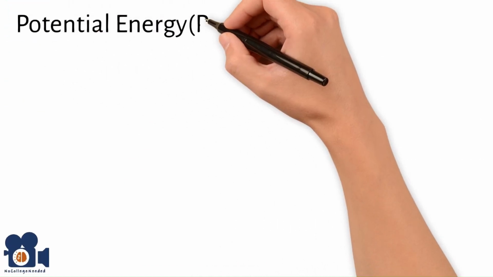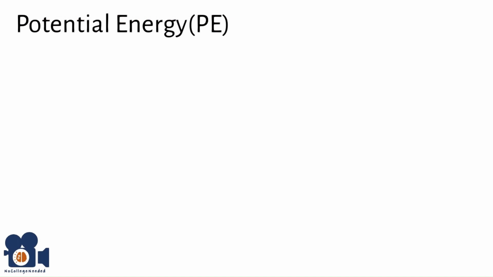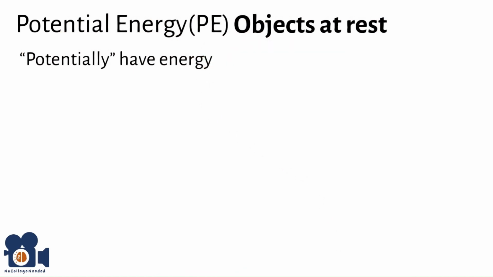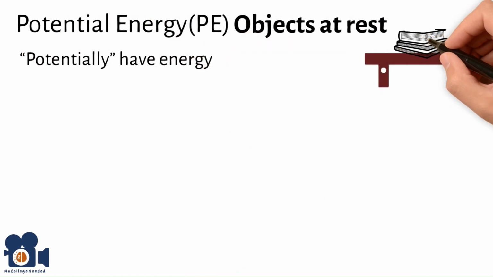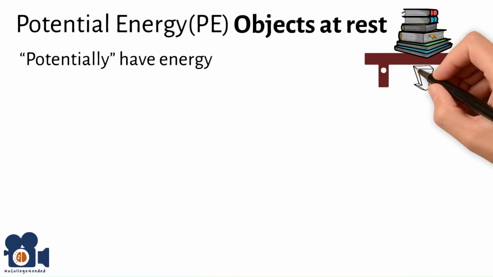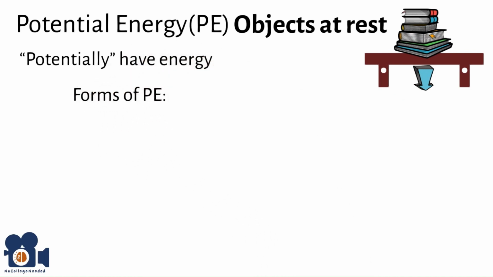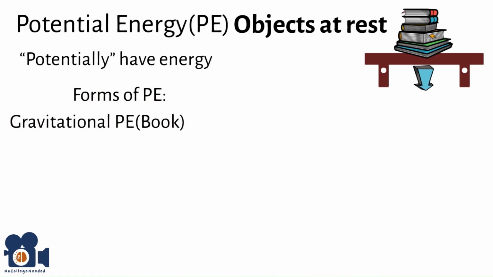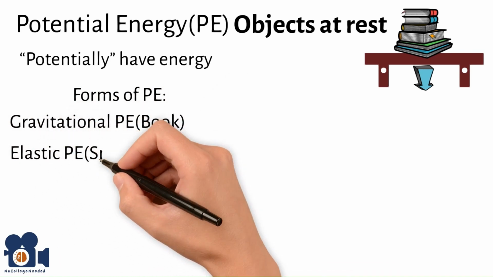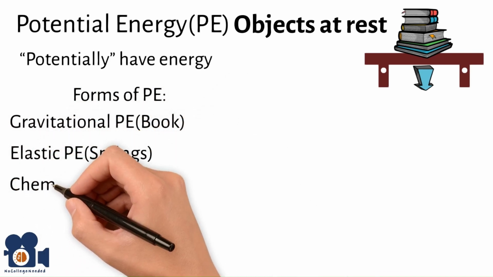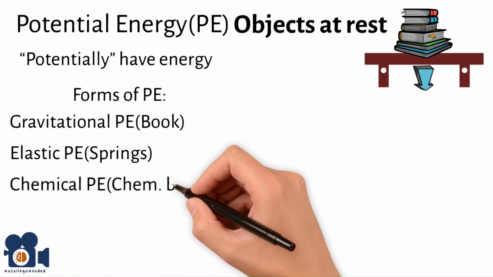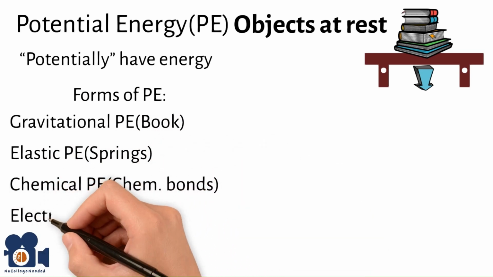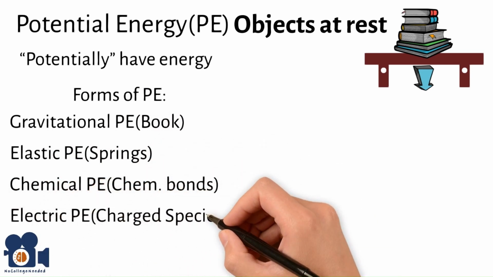Potential energy is almost the opposite of kinetic as it pertains to objects at rest. The best way to think of this is that these objects potentially have energy, such as the book on a shelf. If that shelf breaks, that book is coming down with energy. There are multiple forms of potential energy, such as gravitational potential energy, the book example, elastic potential energy, energy associated with springs, chemical potential energy, energy in chemical bonds, and electric potential energy, energy from charged particles.